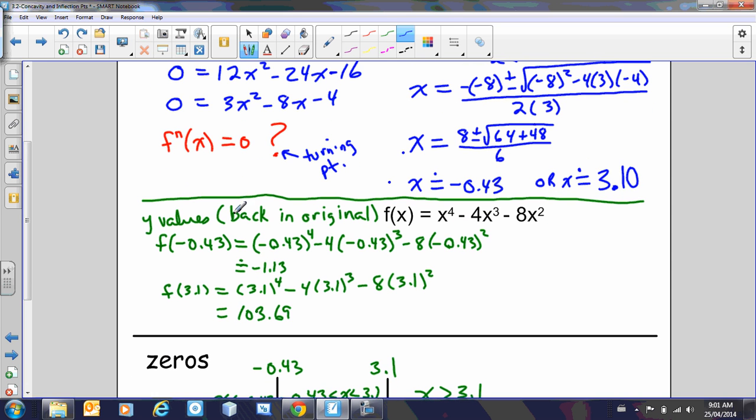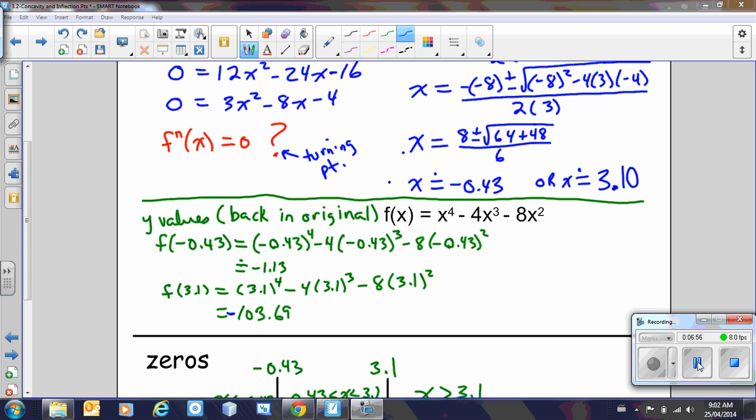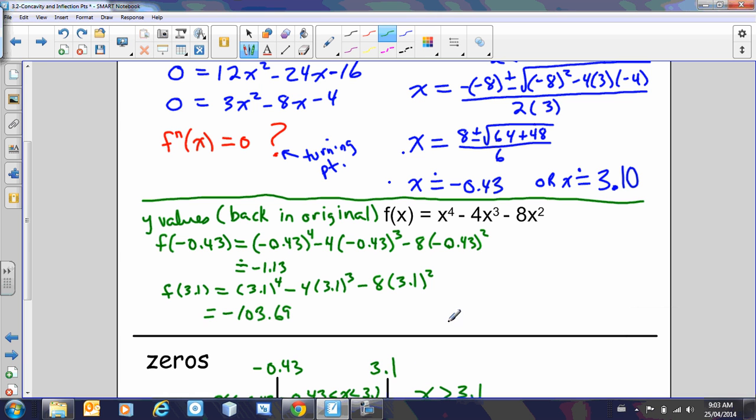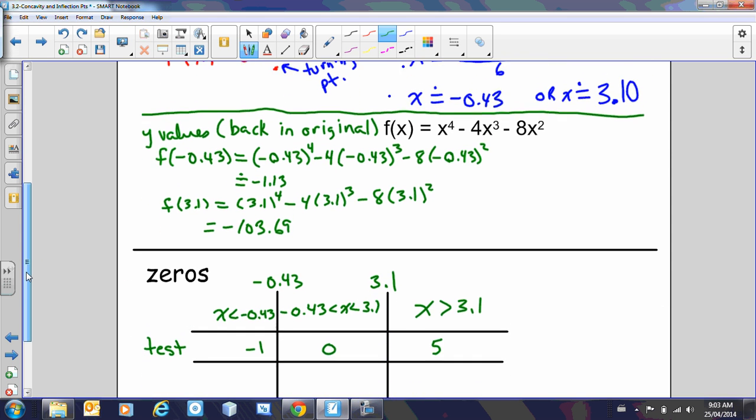And so to find the y values, sub back into the original, this point and this point, and I get a y value of negative 1.13 and a y value of 103. No, that's not right. That should be negative 103.67. Give me a sec. Okay, so yeah, negative 103.69 is approximately the value there.